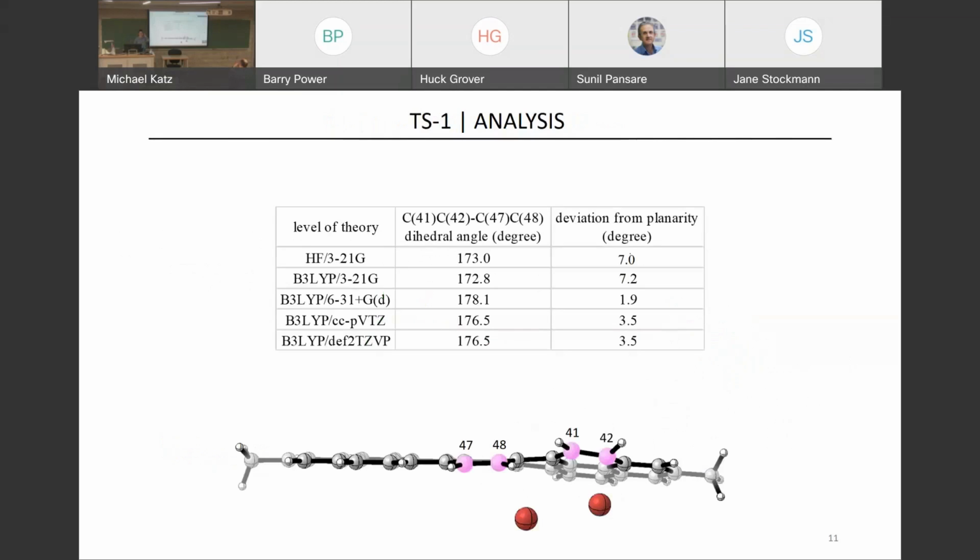Another notable thing is that the planar system undergoes a little bend once the bromination occurs. So we decided to measure this bend by measuring the dihedral angle between this plane and the plane of the bend. And it looks like with the increase of the level of theory, this bend straightens out, which makes sense.